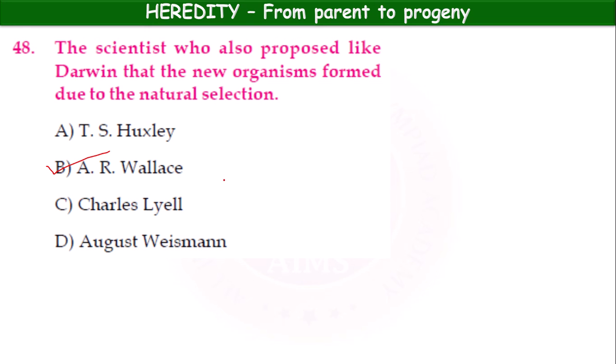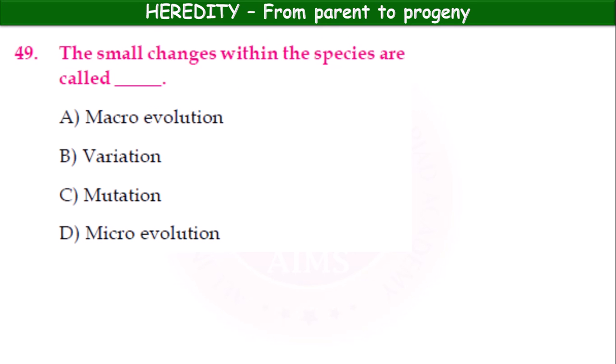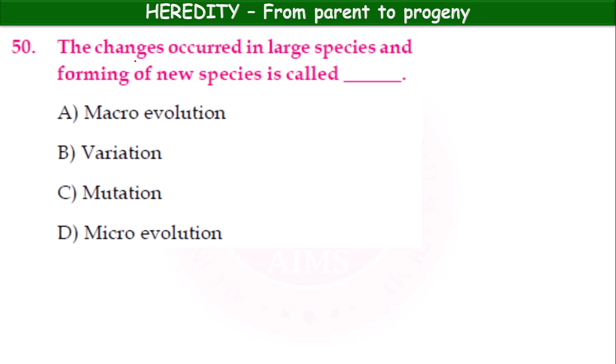48, option B. Next, the small changes within the species are called macroevolution, variation, mutation, or microevolution. Small changes, so it is microevolution, option D. The changes occurring in large species and forming of new species is called macroevolution, variation, mutation, or microevolution. It is macroevolution.